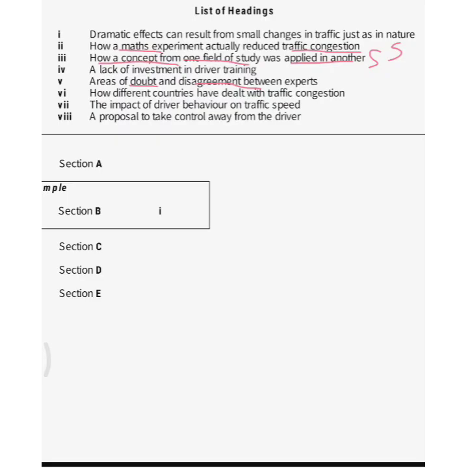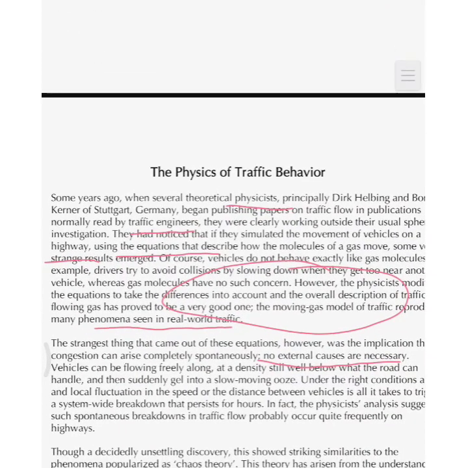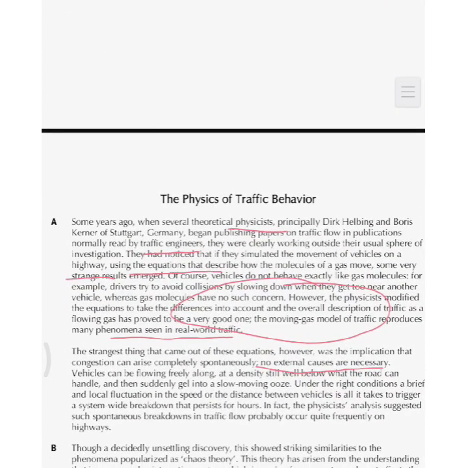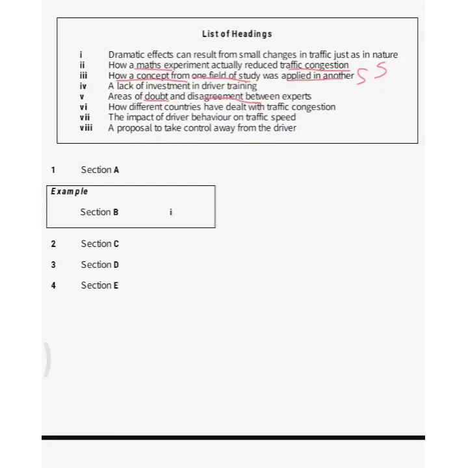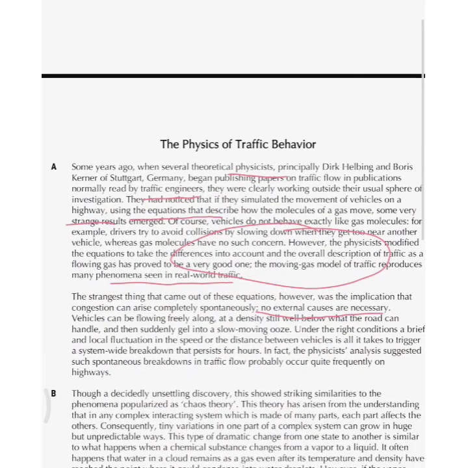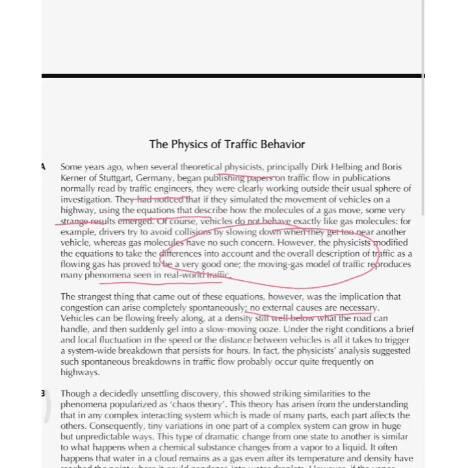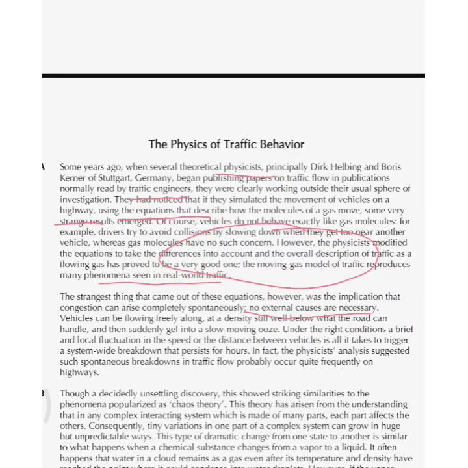So let's again see if at the end of the paragraph it was told that it has slowed down. How a maths experiment actually reduced traffic congestion. So let's read it again. Under the right conditions, a brief or local fluctuation in the speed or the distance between vehicles is all it takes to trigger a breakdown that persists for hours. In fact, the physicists have suggested such spontaneous breakdowns in traffic flow probably occur quite frequently on highways.